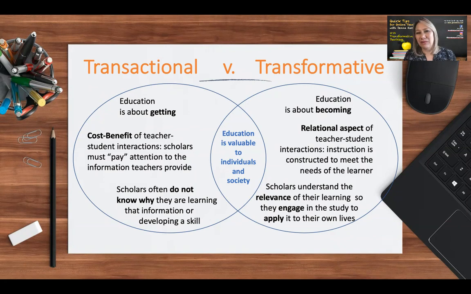I think of transformative teaching as really about addressing that why, and it's more process oriented and tries to engage the scholars in understanding why they're learning what they're learning and how that relates to themselves, their own development, and their world. So there's a relational aspect between teacher and student interactions.